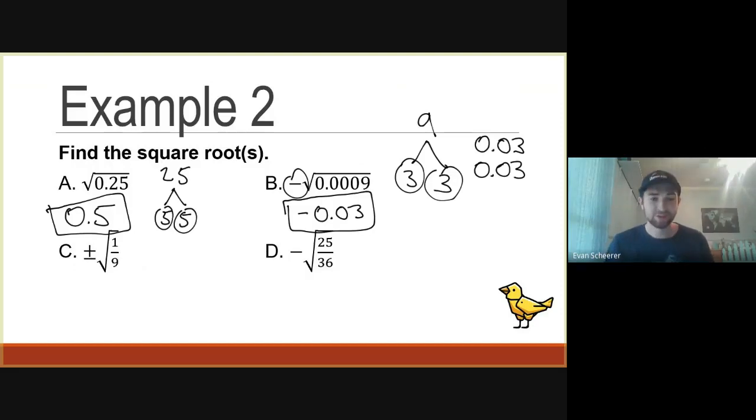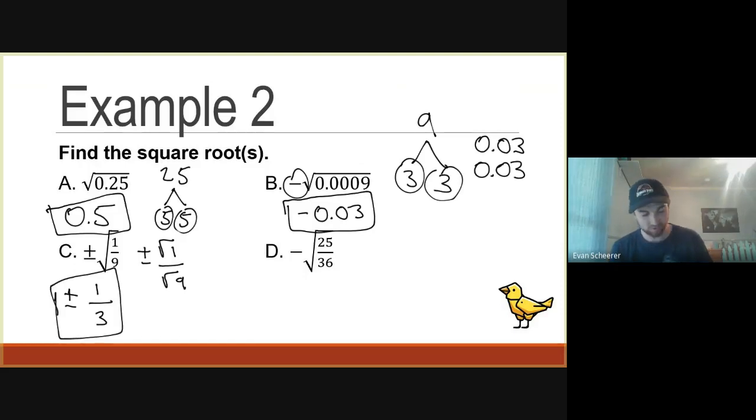All right, next, plus or minus 1 over 9. Now, with a fraction, you need to take the square root of both the top and the bottom. So I'm going to rewrite this as plus or minus square root of 1 over square root of 9. And that's going to equal plus or minus square root of 1 is just 1. Square root of 9 is 3, like we talked about. So plus or minus 1 over 3. And think about it. 1 over 3 times 1 over 3 equals 1 over 9. That's why we split it up, because we do the 2 ones on the top and we do the 2 ones on the bottom.